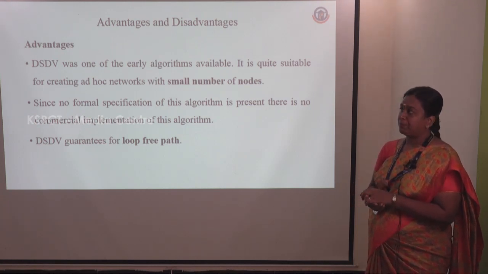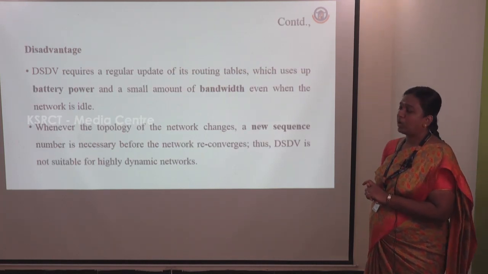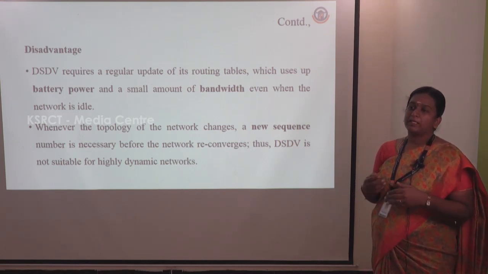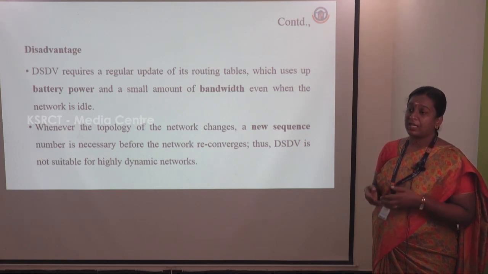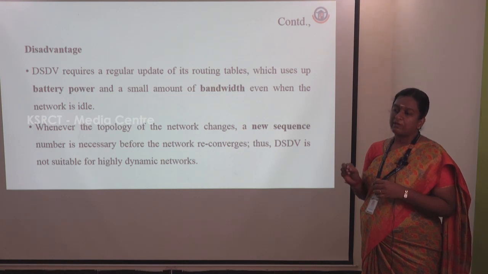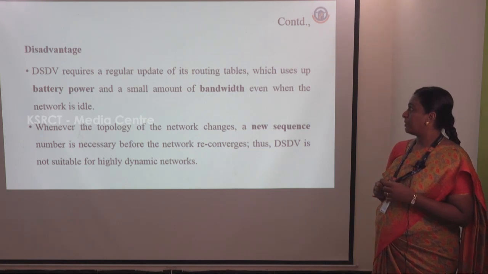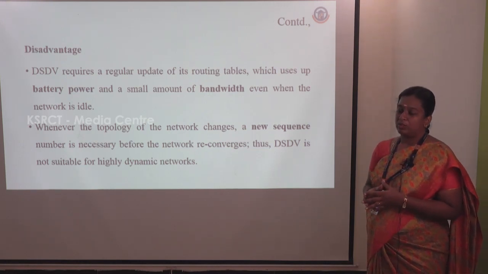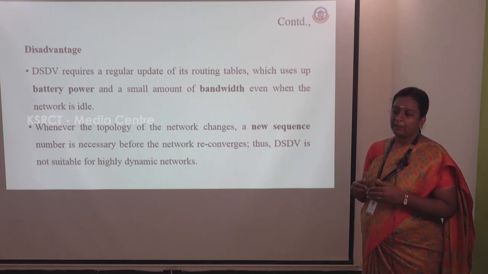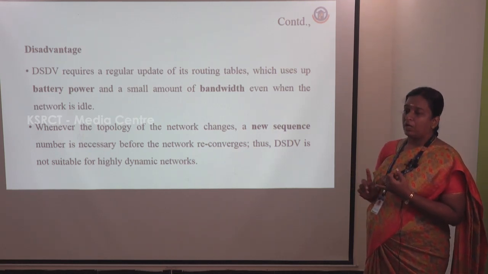Now the disadvantages. In DSDV, at regular intervals of time, the node should update its routing table information and propagate the information to the neighbor nodes. So at regular intervals the node is refreshed continuously. This drains the battery power and bandwidth of the node. Even when the particular node is idle, the refreshment and updation of information takes place. So this is a very important drawback here.